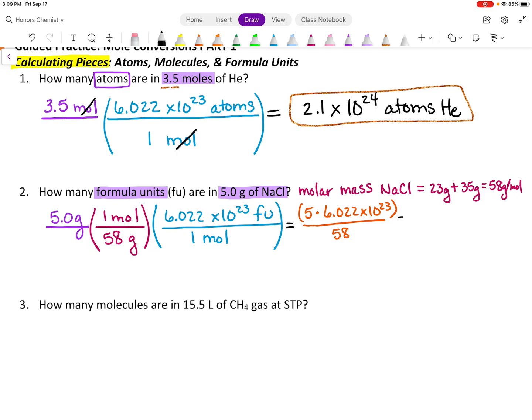Okay, so give that a try in your calculator. If you need calculator help, please ask during class time. Again, we have 2 significant figures. 5.0 is 2 sig figs, so we're going to round our final answer to 2 sig figs. We're going to have 5.2 times 10 to the 22nd formula units of NaCl.